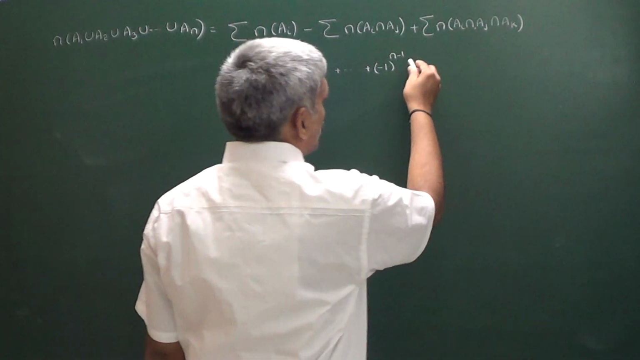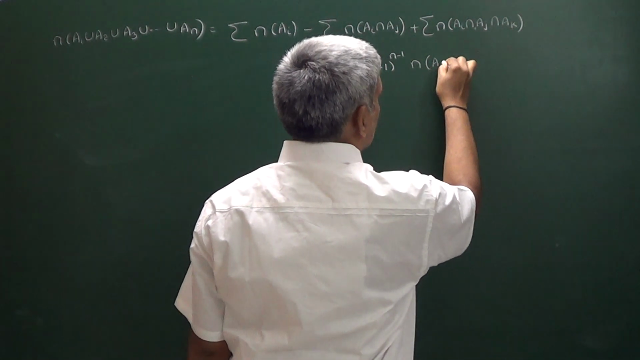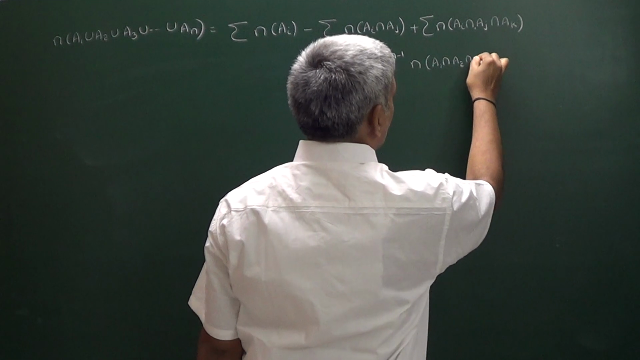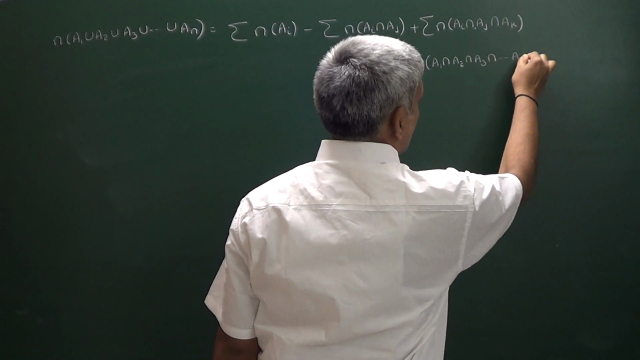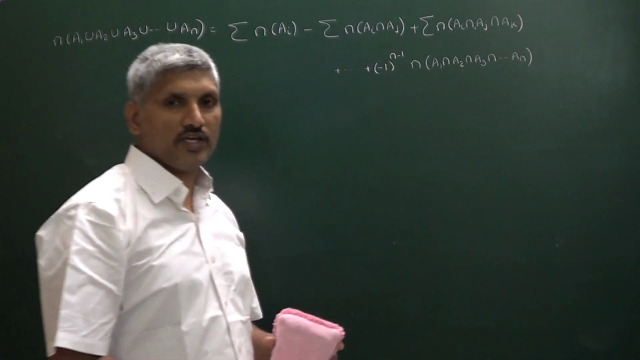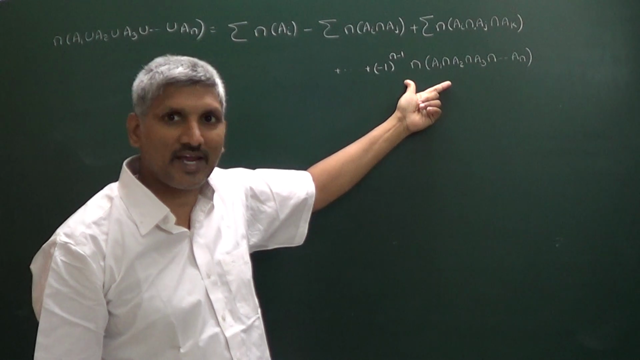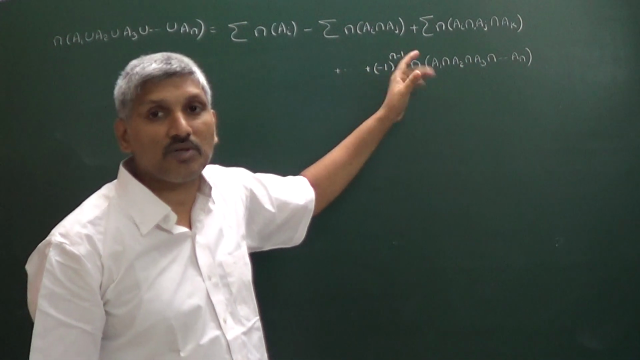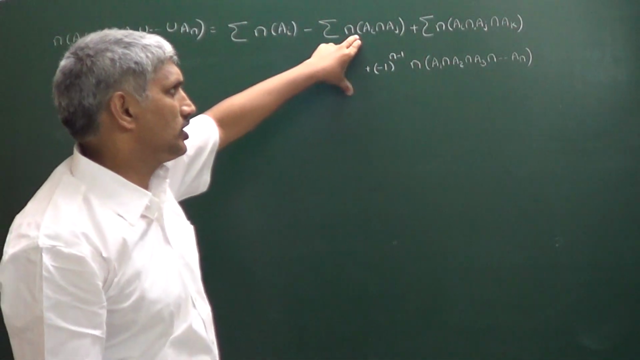That's why it is minus 1 whole to the power of n minus 1 into the number of elements in A1 intersection A2 intersection A3 and so on, intersection An. If n is even, the last term ends with minus. If n is odd, the last term ends with plus. So that is about inclusion-exclusion.